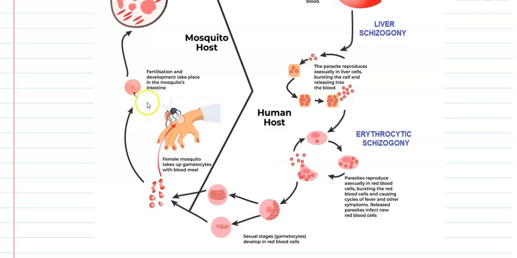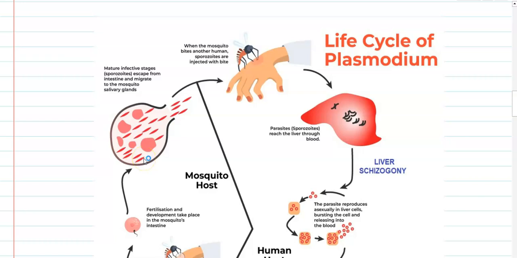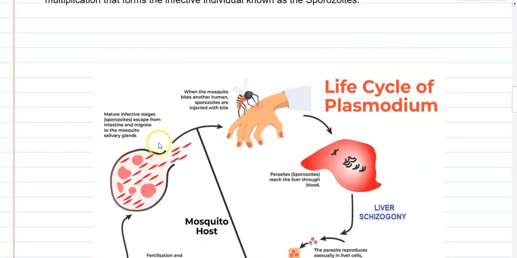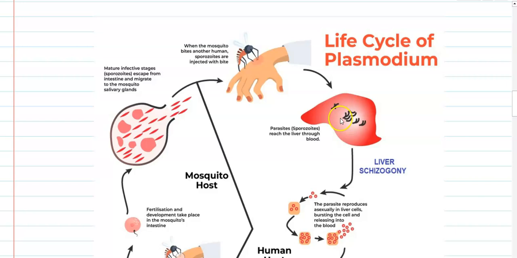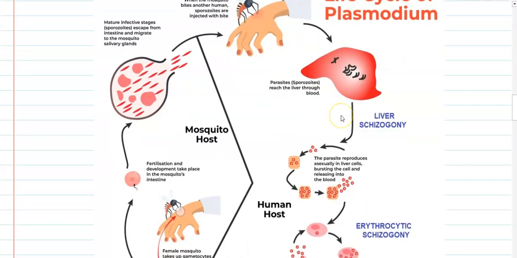This zygote develops inside the mosquito's intestine. They further multiply and form mature infective stages, called sporozoites, in the intestine of the mosquito. These infective sporozoites easily reach the salivary glands of the mosquito, and when that Anopheles mosquito bites a human individual again, the sporozoites are transmitted to a new human. In this way, the life cycle repeats for this Plasmodium protozoa.